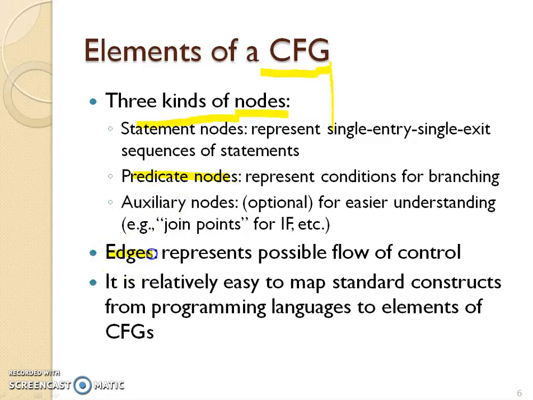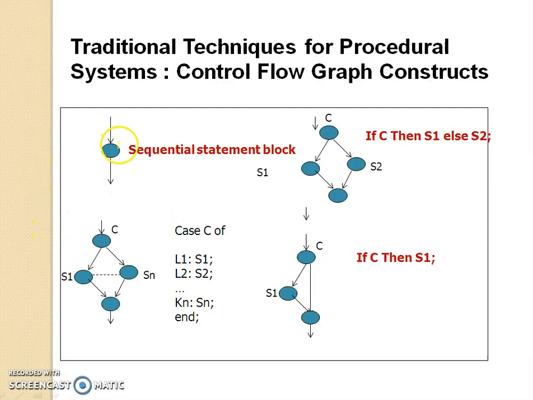And there are edges formed between the nodes based on how the control in the program is flowing, or how the flow of control can possibly flow. It's relatively easy to map the standard constructs from the programming languages to the elements of CFGs. So let us take an example and see how the blocks look. A sequential statement block will typically look in a CFG like this. It is a simple arrow flowing in, the statement will be executed, and the control will be passed to the next block of code. So it's a linear kind of structure.